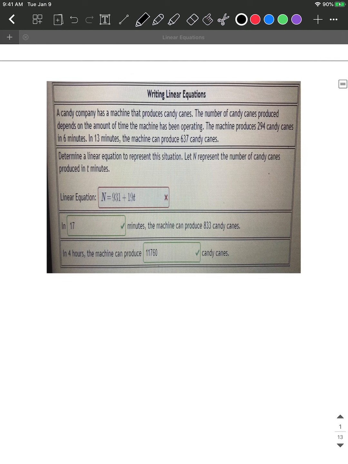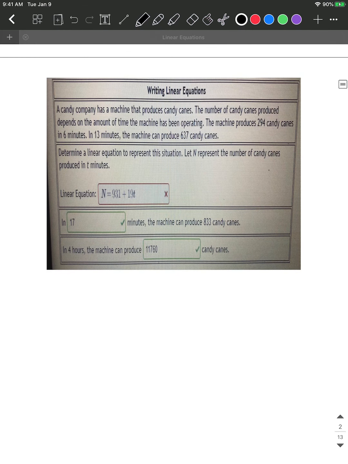Alright, so I got this word problem here. A candy company has a machine that produces candy canes. The number of candy canes produced depends on the amount of time the machine has been operating. The machine produces 294 candy canes in 6 minutes. In 13 minutes, the machine can produce 637 candy canes.